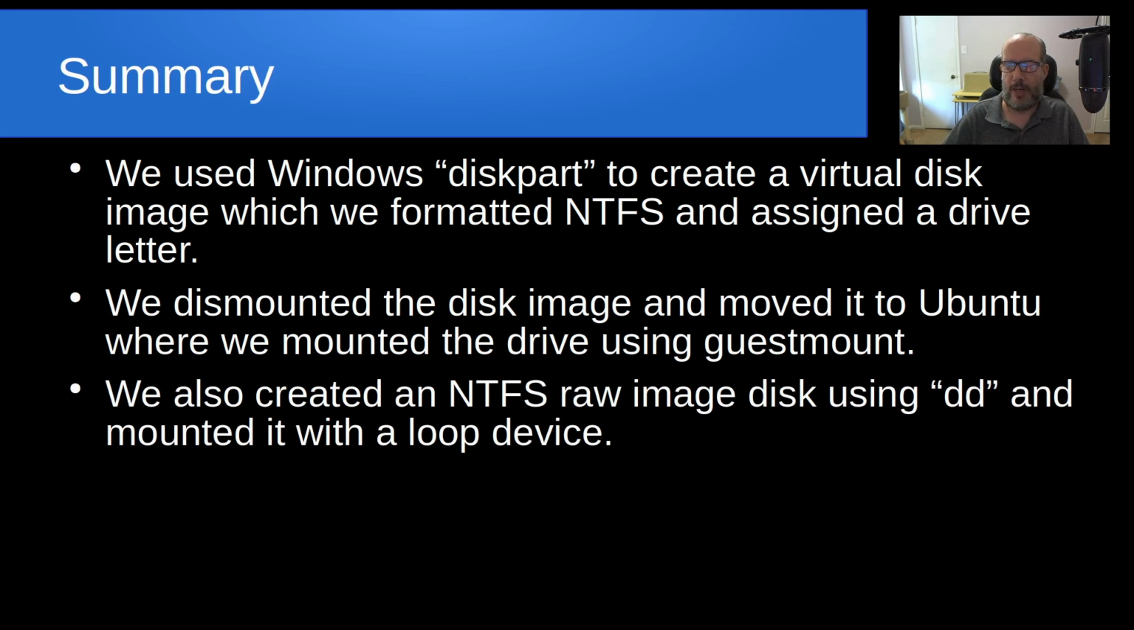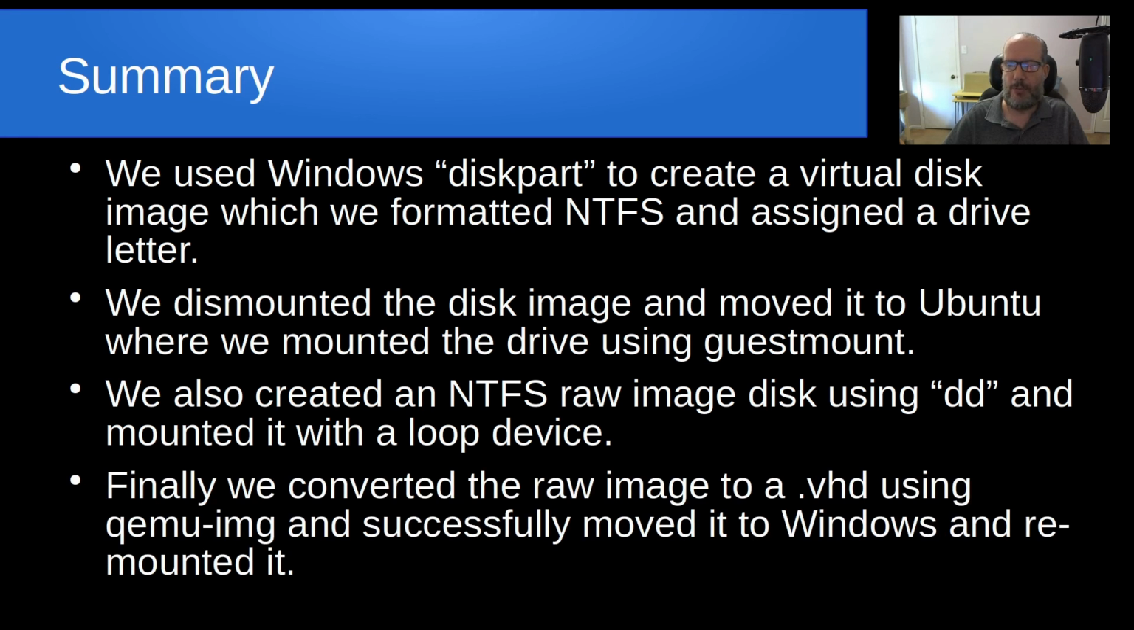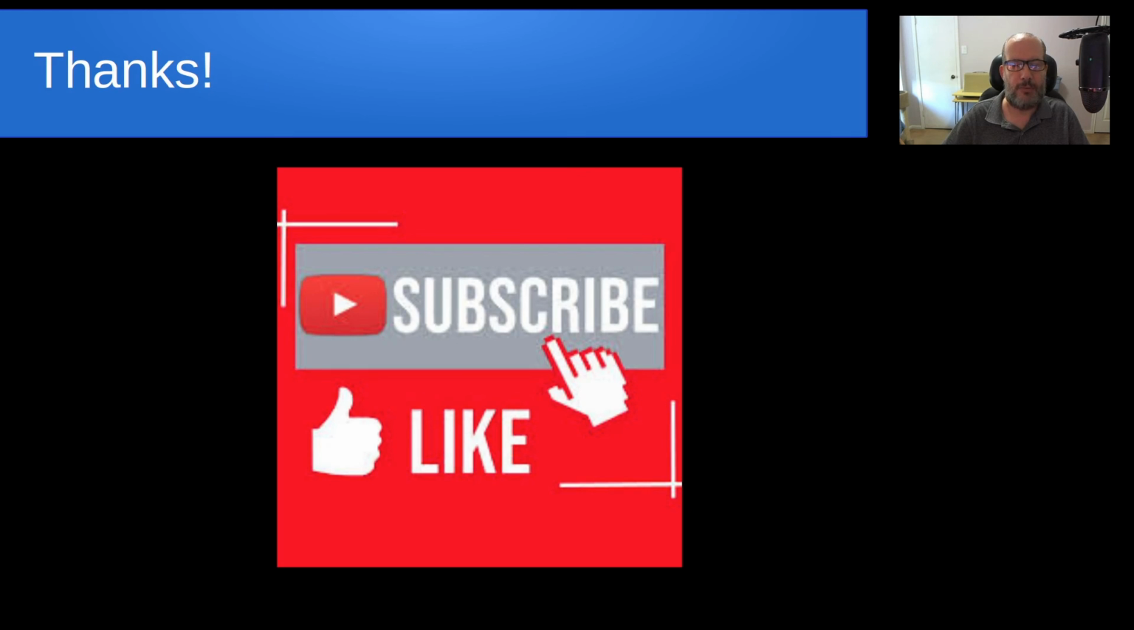And we also created an NTFS raw image disk using the dd command, and we mounted it with a loop device over in Ubuntu. And then finally, we converted the raw image to a .vhd using qemu-img and successfully moved it to Windows and remounted it. Anyway, that's it for today.